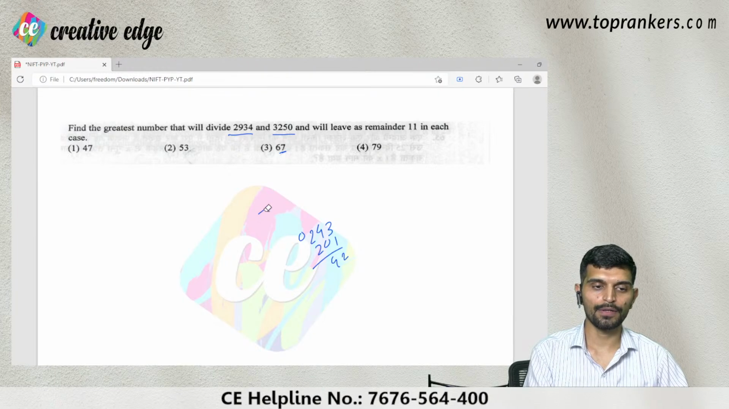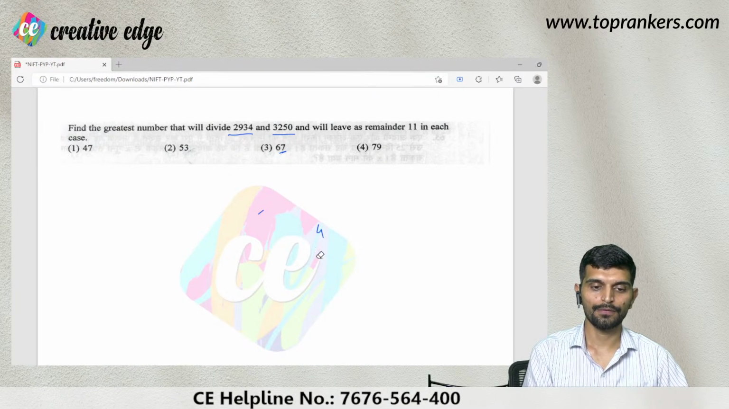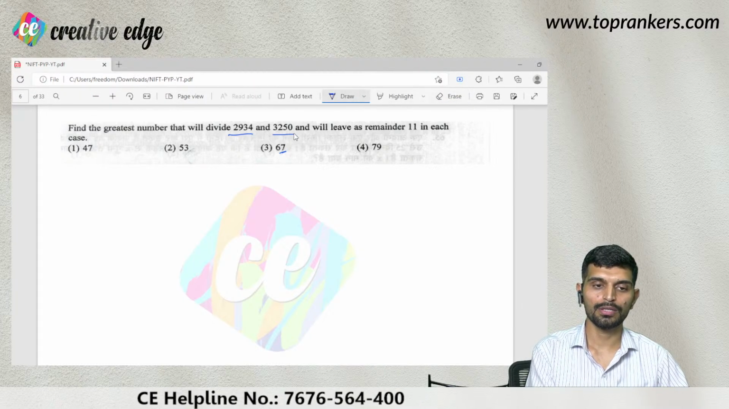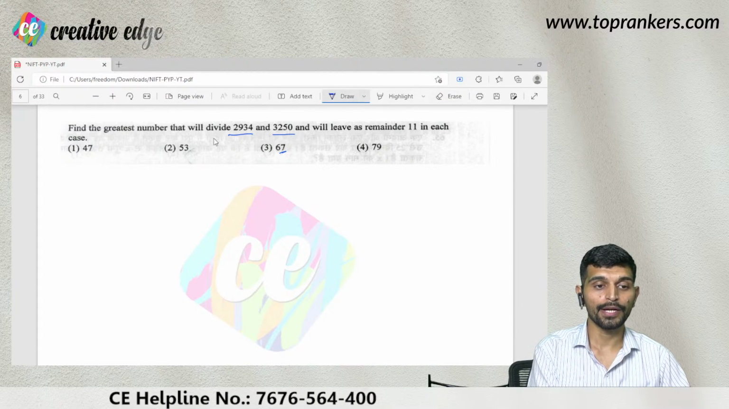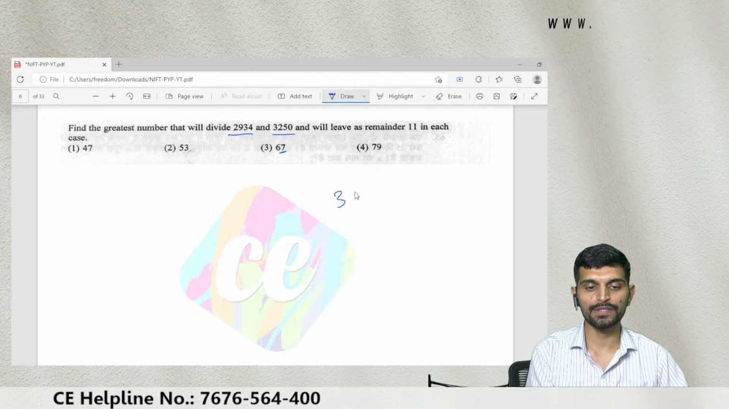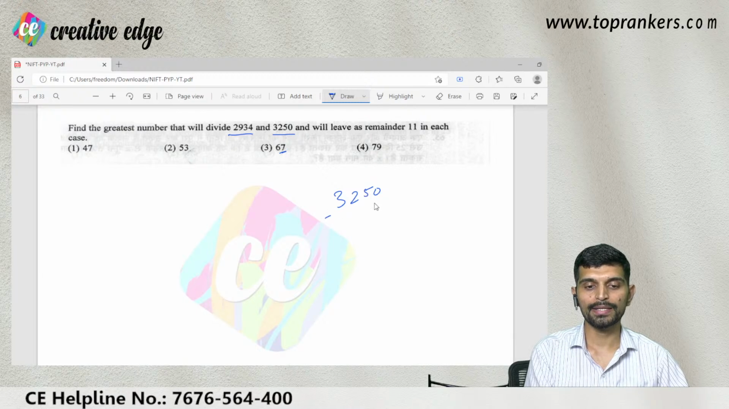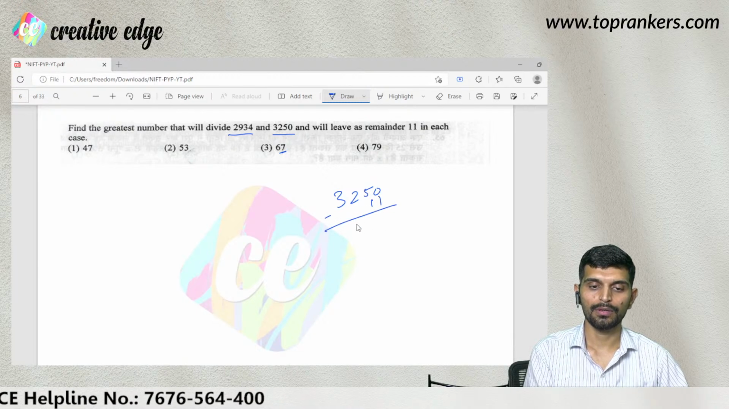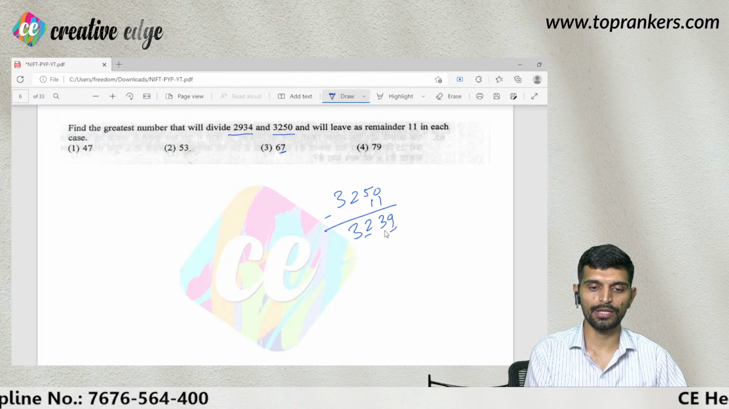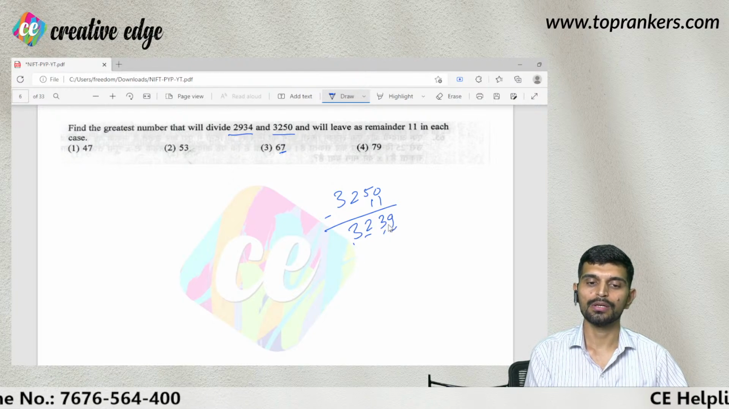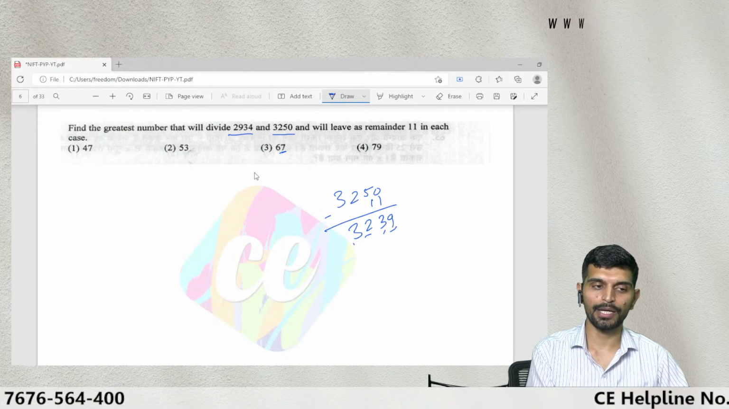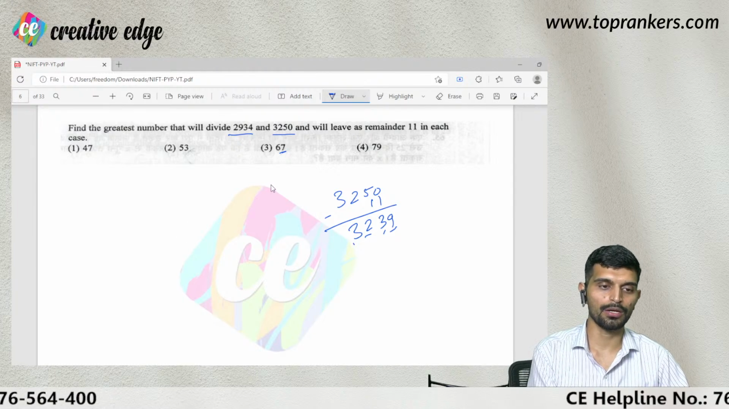So what else can we do here? We are left with 2 more numbers. Alternatively, you can divide this 3250, the greatest number that will divide these two numbers and leave remainder. So 3250 minus 11 is 3239. So 3239, 9 plus 2, 11, 3 plus 3, 6, 6, 11, 17, not happening. All these numbers are prime numbers. So I have to check it.